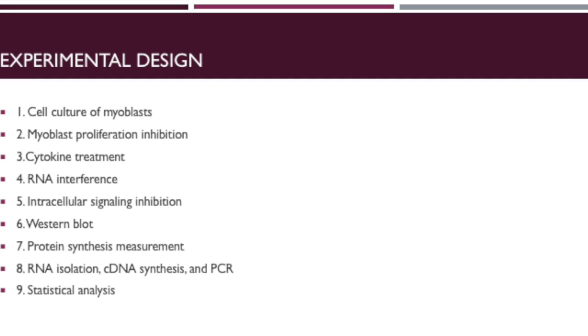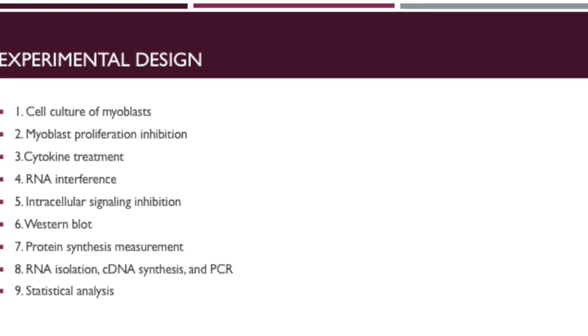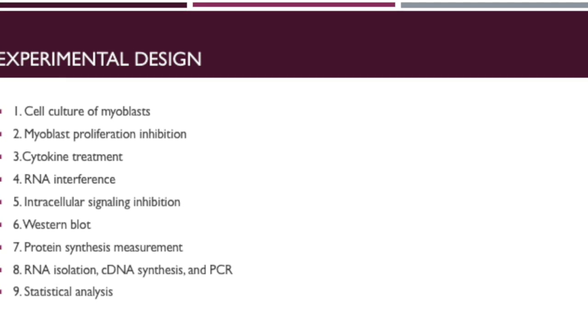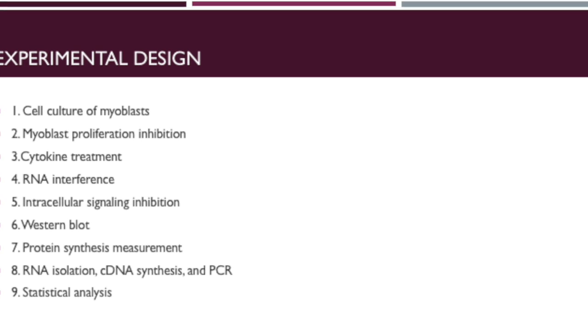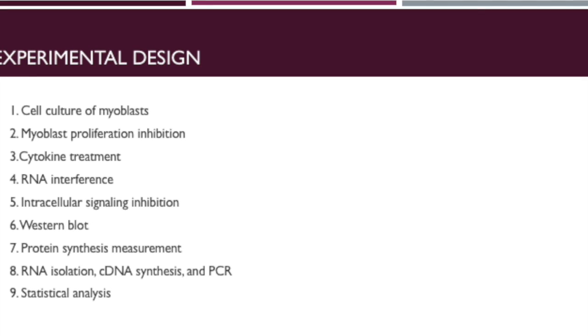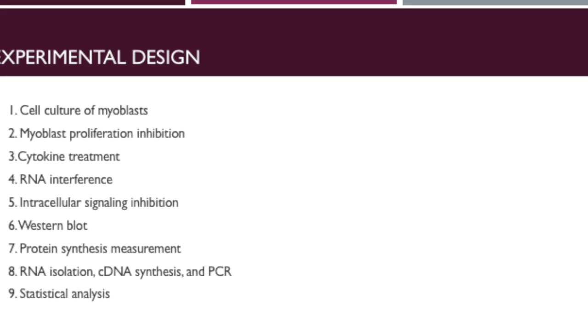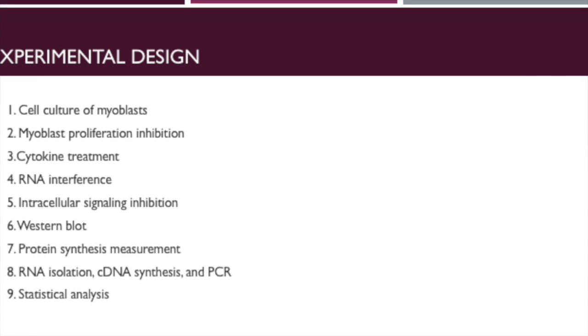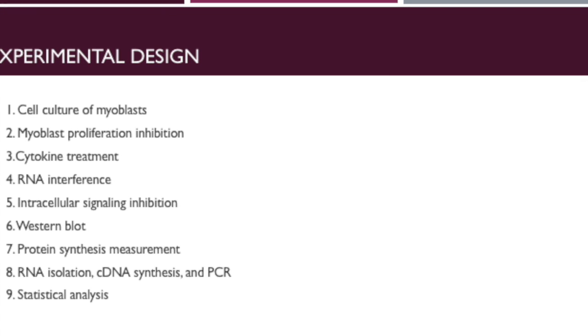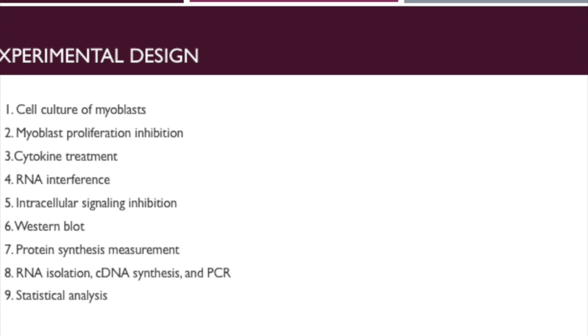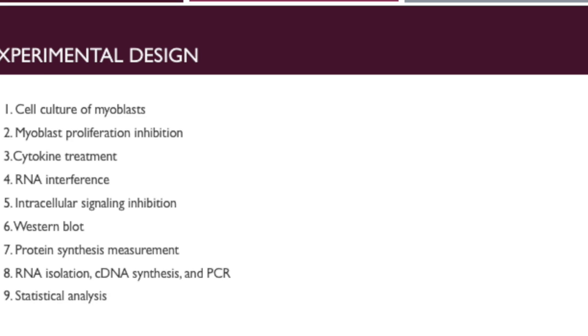A Western blot analysis was then performed, and the myotube protein synthesis was determined using an incorporation of puromycin. The amount of synthesized protein was determined using a Western blot. RNA isolation was done prior to cDNA synthesis and real-time PCR. Statistical analyses was then done using a t-test, a one-way ANOVA, and a two-way ANOVA.